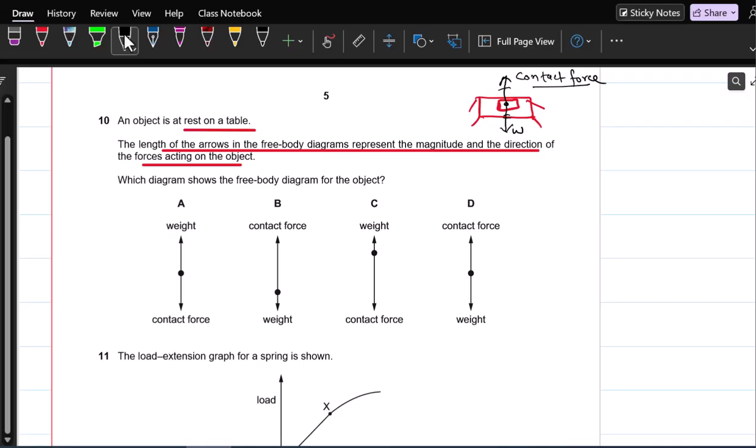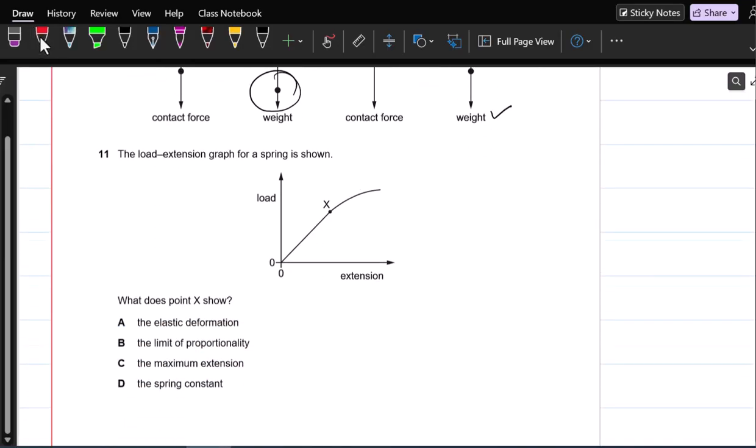So which diagram shows the free body diagram of the object? Weight cannot be in the upward direction. Here the forces are not equal. So D, you can see weight is in the downward direction and contact force is in the upward direction. So D option is right here. So we are moving to question 11.